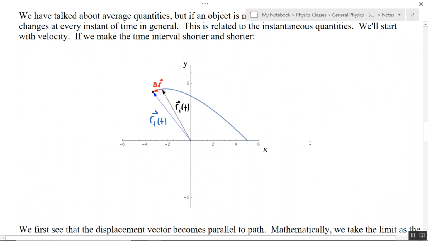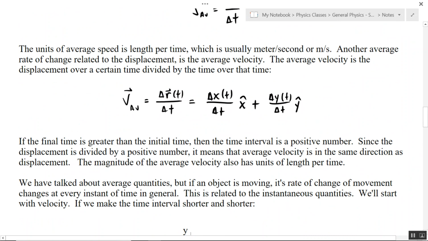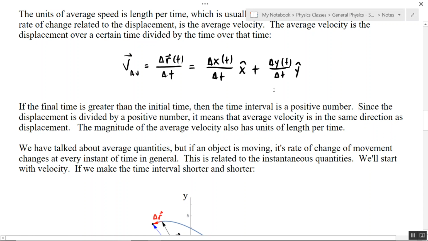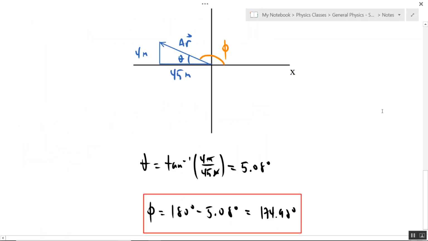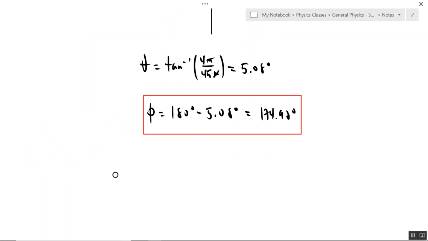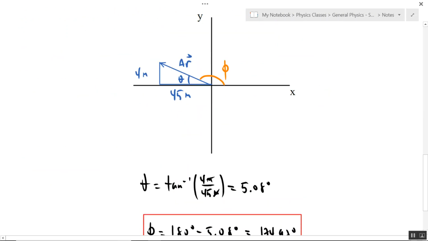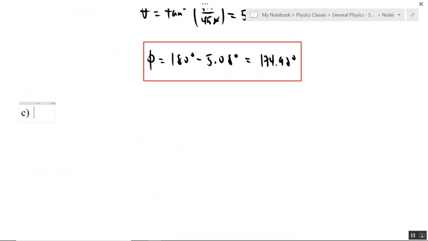So let's do an example of finding the average velocity vector and see how it works out. Let's continue that example we were just doing, then we'll start putting all this stuff together. We found the displacement vector. What part is this? C, right? Okay, so the next question is, what is the average velocity vector from 0 to 3 seconds?